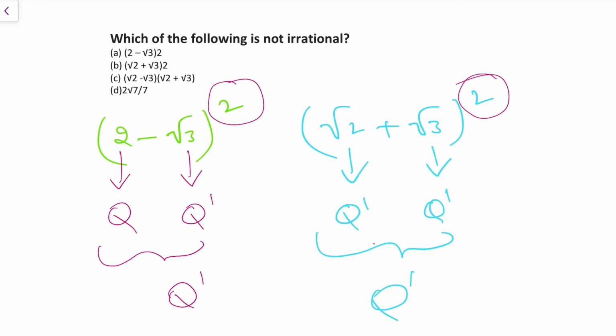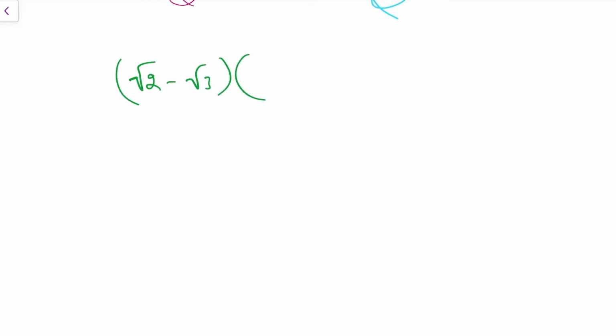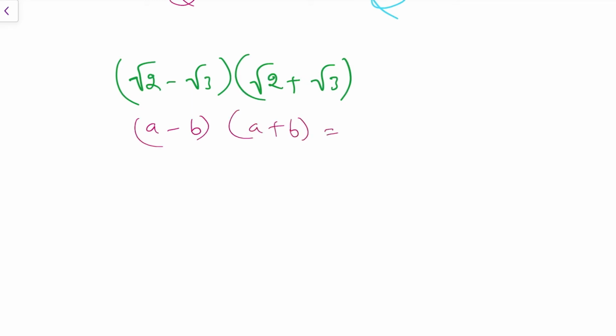Next, coming to option number 3, root 2 minus root 3 into root 2 plus root 3. Root 2 minus root 3 times root 2 plus root 3. Now if we observe this question clearly, this question is in the form of a minus b into a plus b. So a minus b into a plus b is equal to a square minus b square. So here in the place of a we have root 2 and in the place of b root 3 is there. So let us substitute those values in a square minus b square.